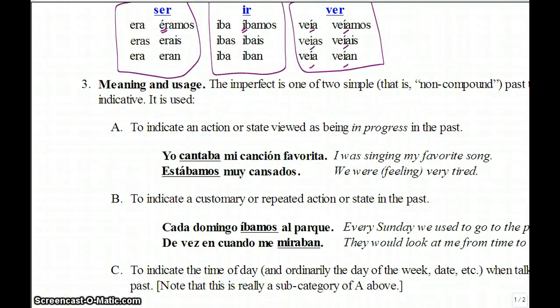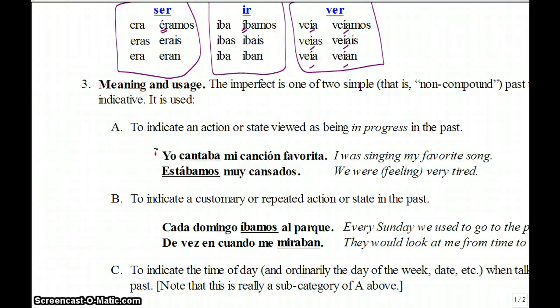We want to talk about the meaning and usage of the imperfect as well. It's a simple past tense. It's the other past tense from the preterite, and now we're doing the imperfect. This is all a review, so all this stuff is stuff you should remember. The first usage of the imperfect is to indicate an action that was in progress in the past. So this is when you're telling a story.